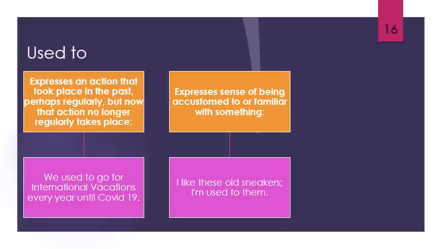Used to is a word where whenever we are speaking it, we don't usually lay emphasis on the D of used. It sounds like use to, but when we write it, it has a D. I used to have chocolates when I was 15. Now I don't like them, but I used to, right? So it expresses an action that took place in the past, perhaps regularly, but now that action no longer takes place.